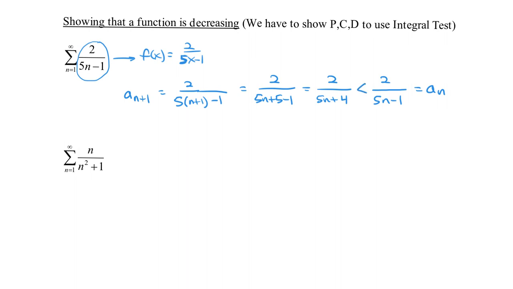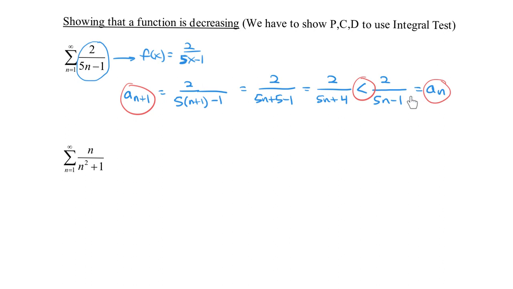So if you look at what's happening, a sub n is bigger than the next term. That shows it's decreasing, right? Because n could be any number. This could be 7. a sub 7 is greater than a sub 8, right? a sub 20 is greater than a sub 21. That shows it's decreasing.